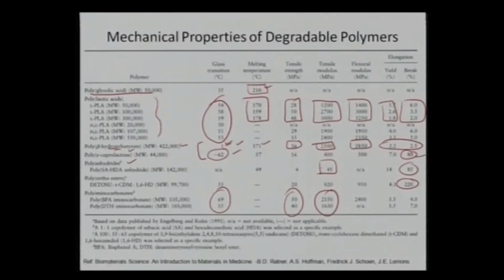So that is the overall deal with the mechanical properties of the degradable polymers, starting from polyglycolic acid, polylactic acids, polyhydroxybutyrates, polycaprolactones or polyanhydrides or polyortho esters, and the polyamino carbonates. So those are the overall generic properties of the materials, starting from glass transition, melting temperature, their elongation, flexural and tensile modulus, and the tensile strength.